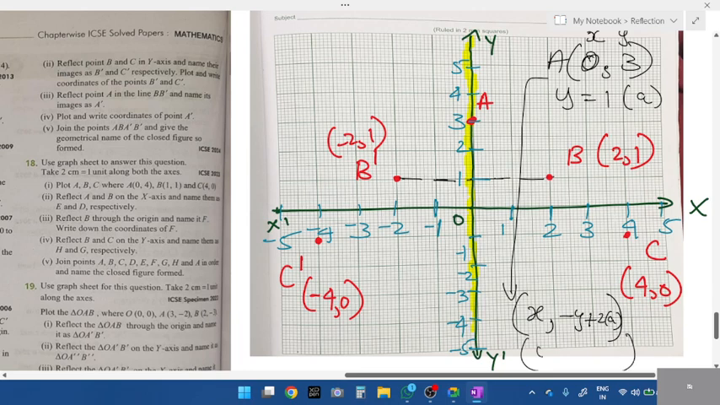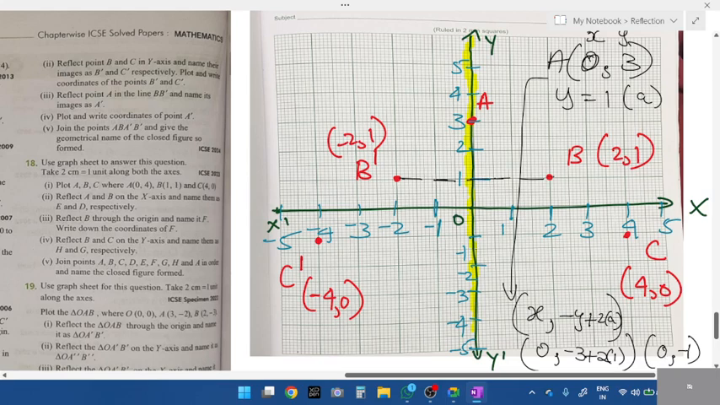What is x? 0. What is y? Minus 3 plus, what is 2 into 1? 2. 2 into 1 is 2. What's the answer you get? 0 comma minus 1. Is this clear?